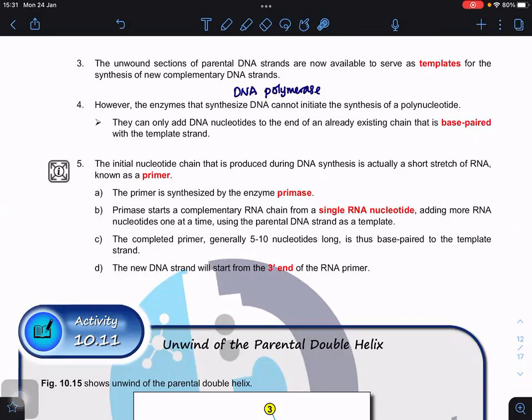So the initial nucleotide chain that is produced during DNA synthesis is actually a short strand known as a primer. The understanding of primer is not in this topic. As I said just now, the RNA primer is in the next topic and also in our A2 syllabus. Are you clear? The primer is synthesized by an enzyme called primase. It is made of single RNA nucleotides. The new DNA strand will start from the 3' end of the RNA primer. Just now I showed you the 5' start first, right? So how do we join? We join at the 3' end and continue.